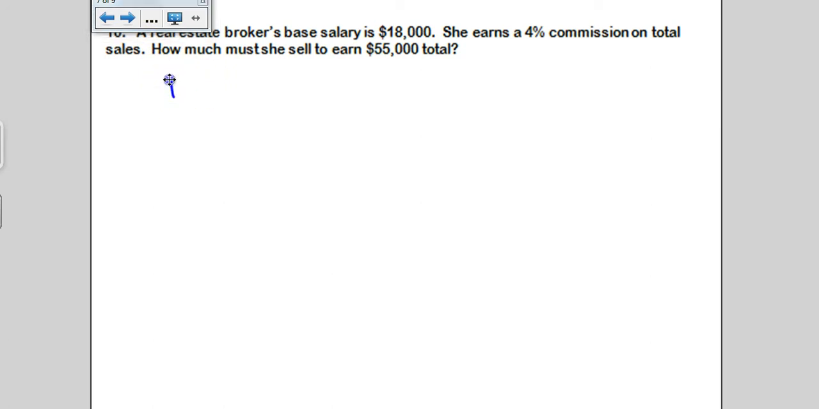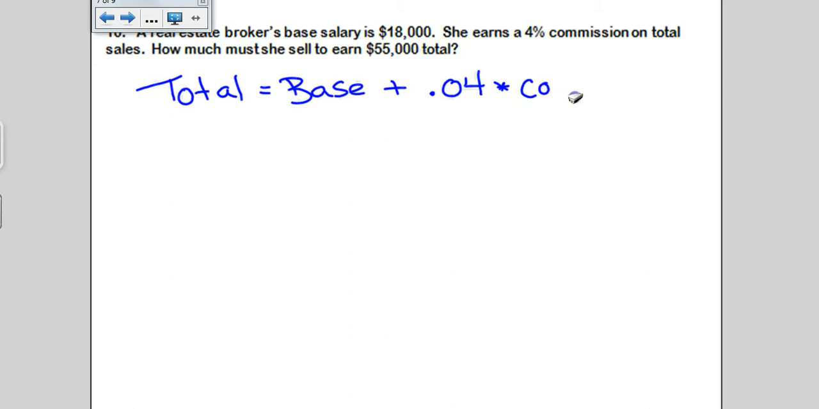Her total earnings are going to equal her base salary, and then she's going to make 4% of her commission. So we write 4% as 0.04 and then times whatever her commission on her sales is. Let's call that sales instead of commission. So let's fill in what we know.